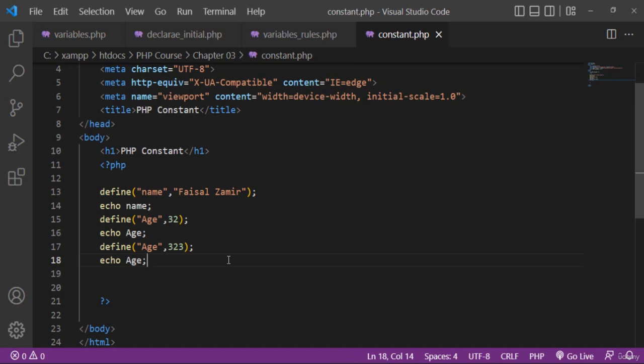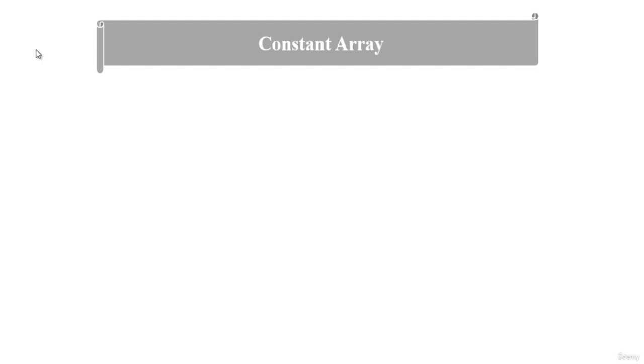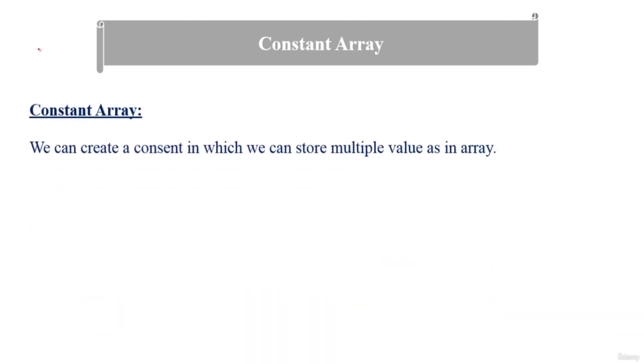Now I open the PPT slide and learn more about constants. Another is a constant array. We can create a constant in which we can store multiple values as in an array. An array is a data structure in which we store different types of data. An array is a collection of data, a set of data. We will discuss arrays in next classes, but in this class we have to understand we can create a constant in which we can store multiple values, a group of values, making an array.